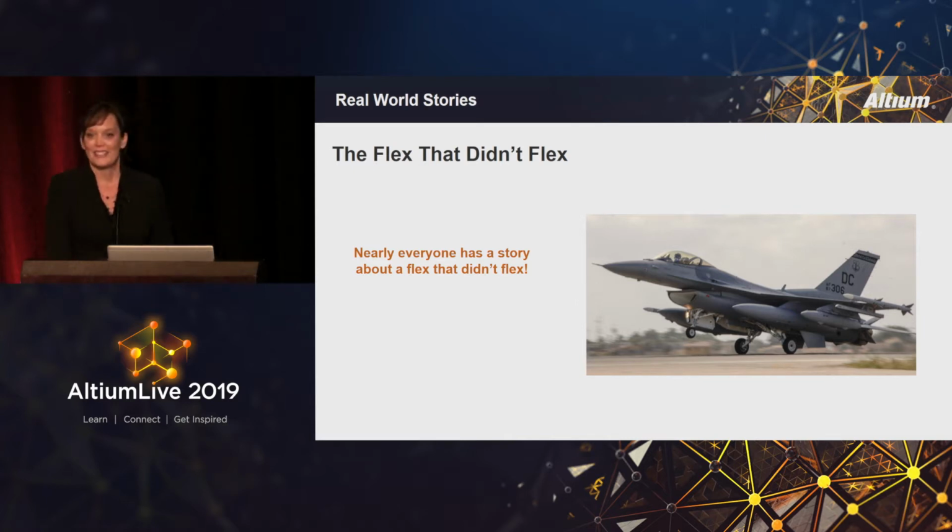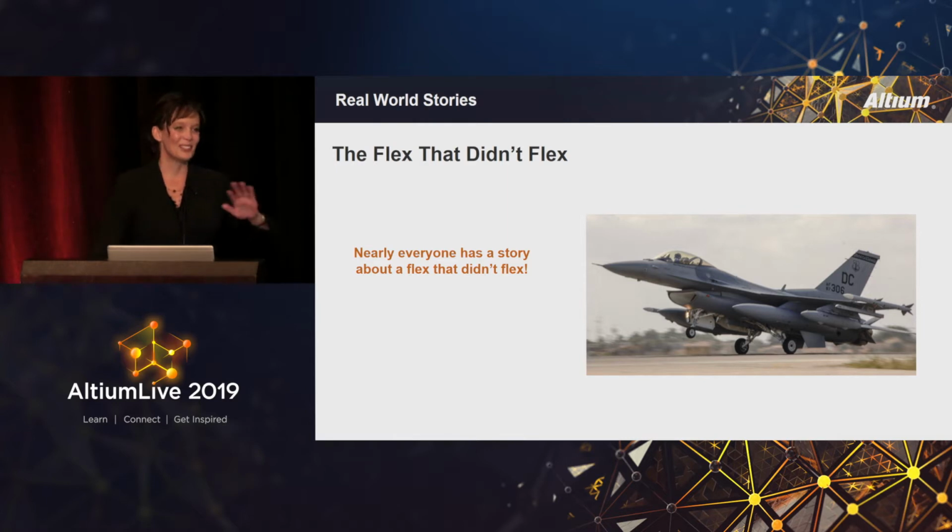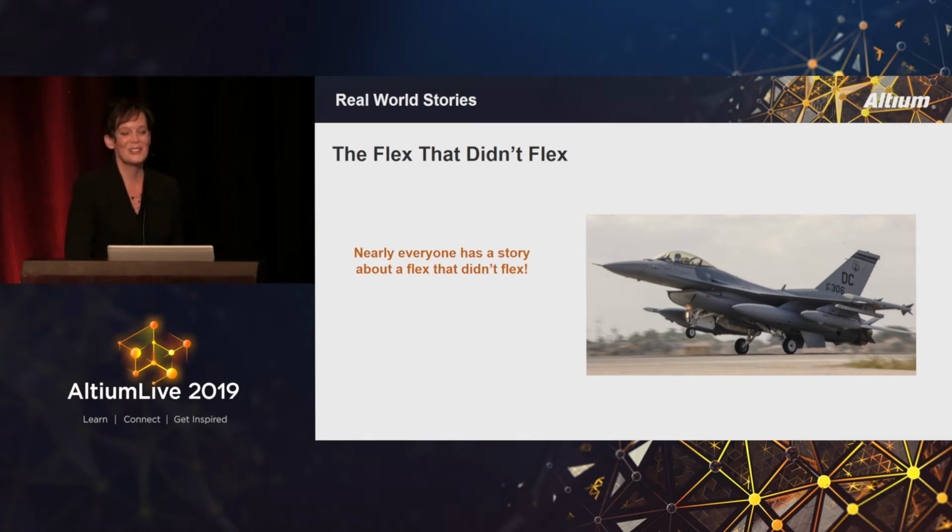Now back to the stories. How many people in the room have had the flex that didn't flex? Really? There you go. I think most people at some point after they've been using flex for a while will have the flex that didn't flex.